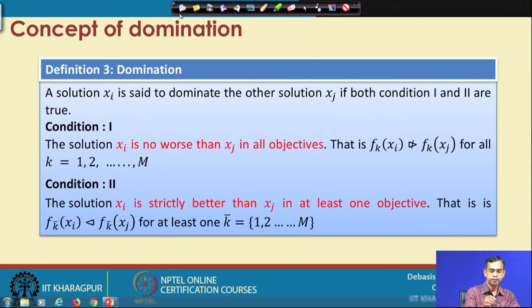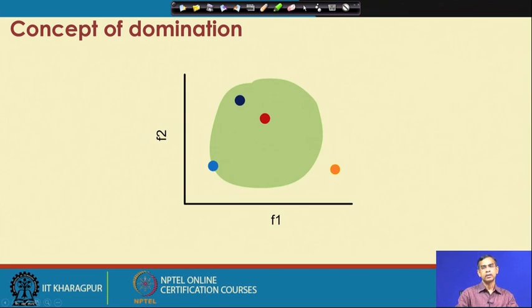These are the things to be noted. The second condition is that xi is strictly better than xj in at least one objective. The points to be noted are strictly better than, and at least one objective. If these two conditions are satisfied between xi and xj, then we can say that xi dominates the solution xj. Now let us see the example, so that you can understand it.